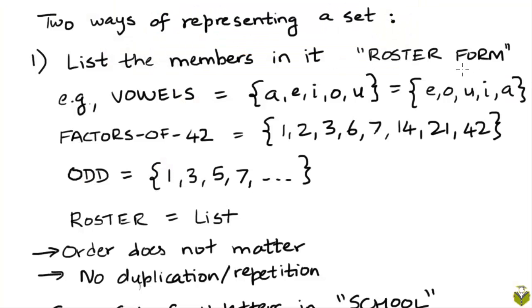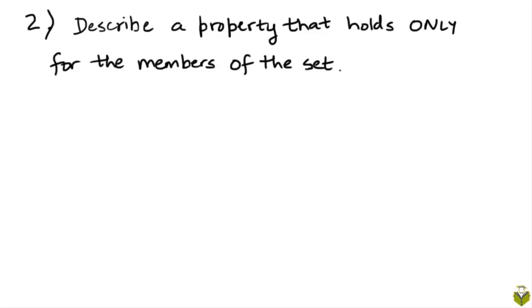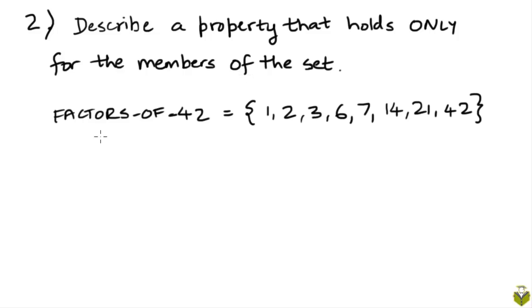The roster form is one way of representing a set where we just list the members in it. A second way of representing a set is to not list the members in it, but to describe some property that holds only for the members of that set. For example, recall that we saw this set factors of 42, which consists of all the positive numbers that are factors of the number 42, and we represented this set in the roster form by listing out all its members.